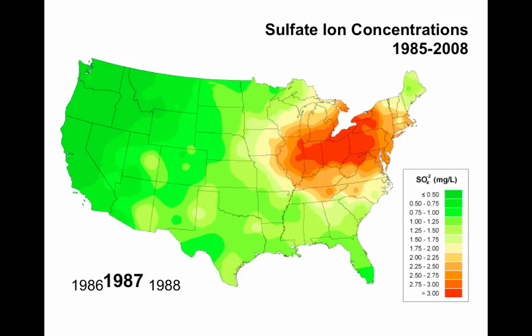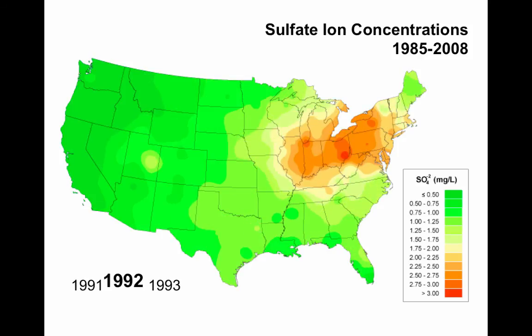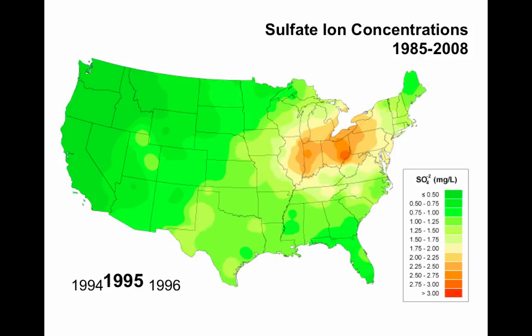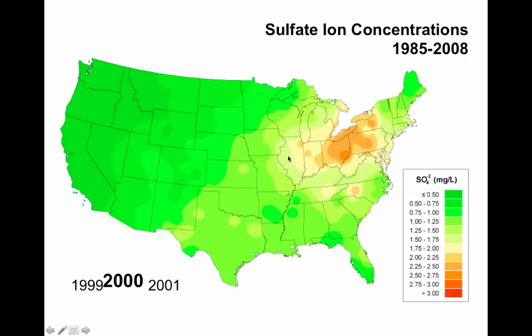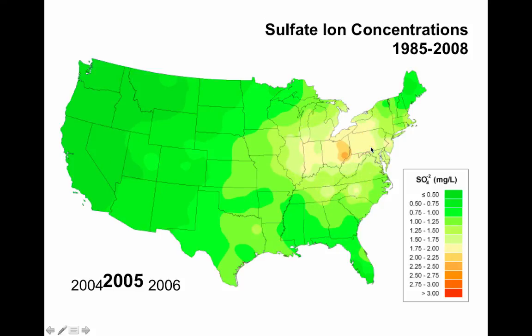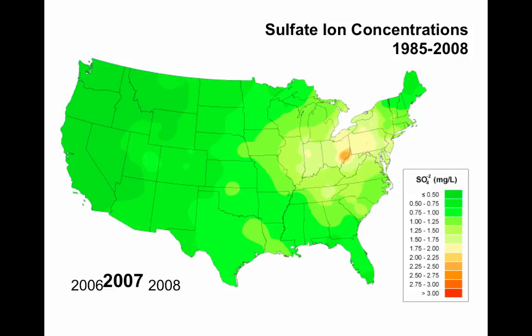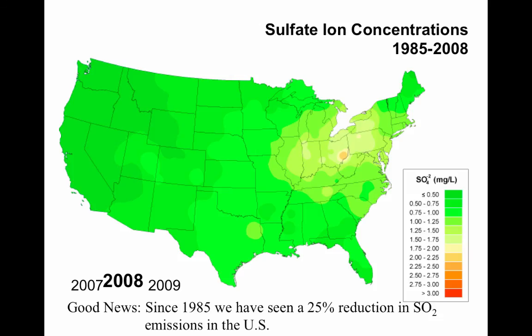This illustrates the decrease in sulfate concentrations over time from 1985 to 2008. And you see the pollution was centralized in the Midwest and the Northeast where we saw the highest concentrations of acid rain. And in this time period, we saw a 25% reduction in sulfur dioxide emissions in the US. This has led to a major reduction in acid rain.